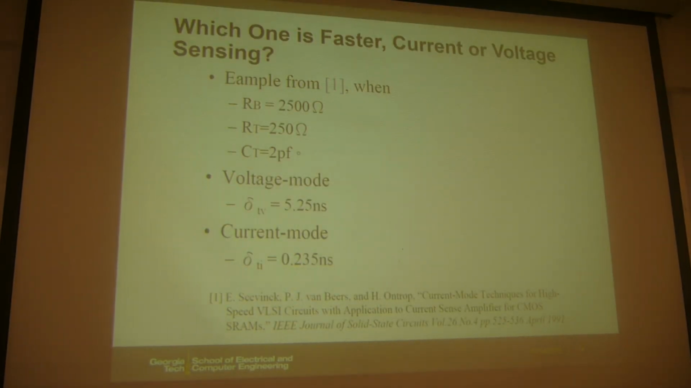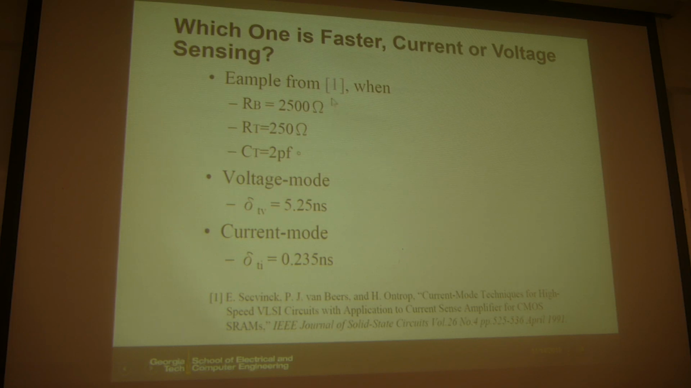Okay, so we can have some example here to look at which one is faster, current or voltage sensing. So, any guess? Before looking at those numbers there, any guess which one is faster? Of course, it depends on those parameters, those two equations, right? So it depends on what the numbers are for those RB, RT, RC.